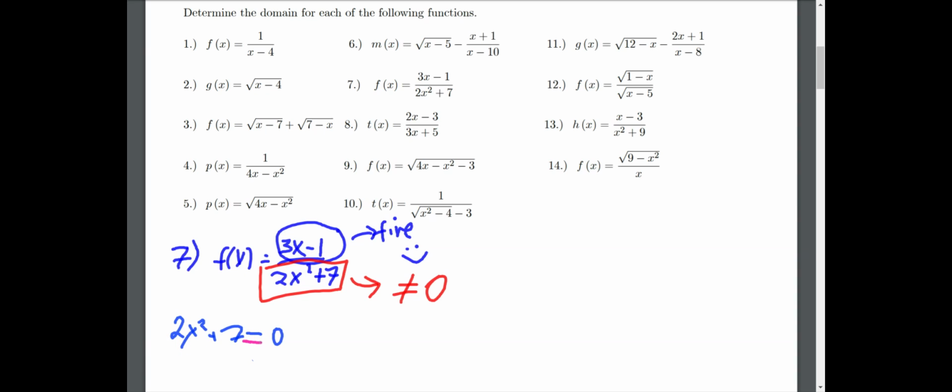So let's see. We want to isolate our x squared. So x squared is going to be equal to minus 7 over 2. Is that possible? Is it possible to find a number that is squared to be negative? I hope your answer to that is no. It would also be impossible to take the square root of this. So what it means is this never happens.